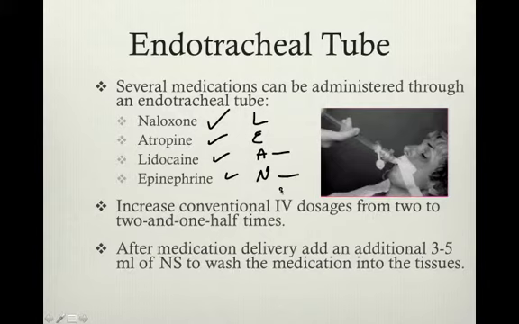the Narcan. Increase conventional IV doses whenever you give somebody this via the ET tube to 2 to 2.5 times, and the reason being is we're across another cellular membrane where the capillary beds are here, so some of the drug will be lost in this transfer. After the medication is delivered, add about 3 to 5 mils of normal saline to wash the medication into the tissues.